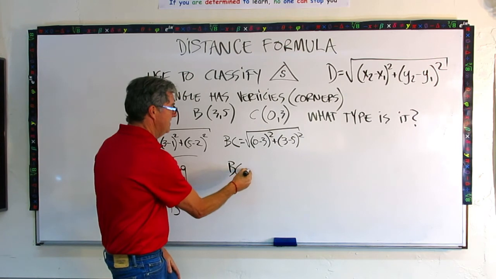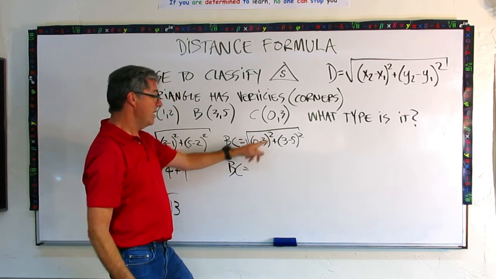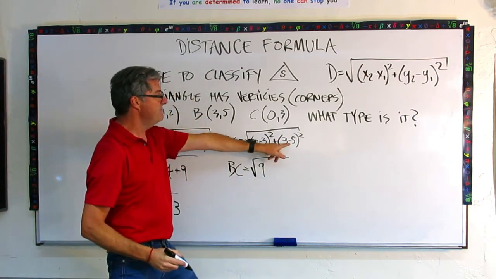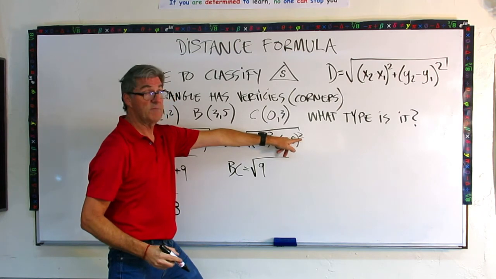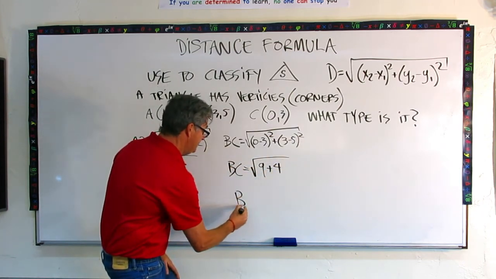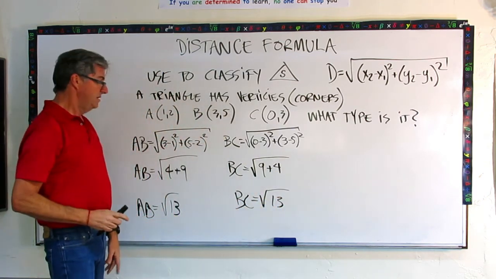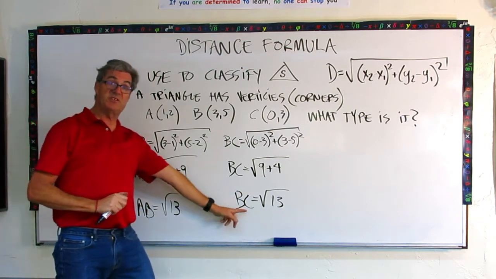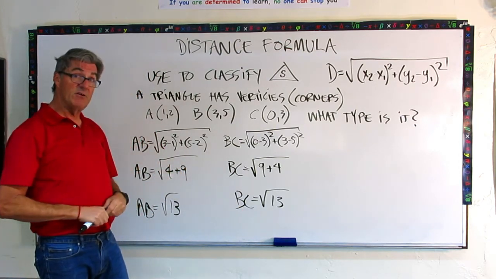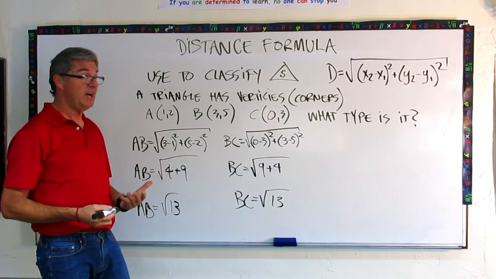So BC: 0 minus 3 is negative 3, squared makes 9. This is 9. And 3 minus 5 is negative 2, squared makes 4. So that's plus 4. So BC also equals root 13. So now we know at least 2 sides are equal. So this could be an equilateral triangle or it could be an isosceles triangle. We don't know yet. It's got at least 2 equal sides.